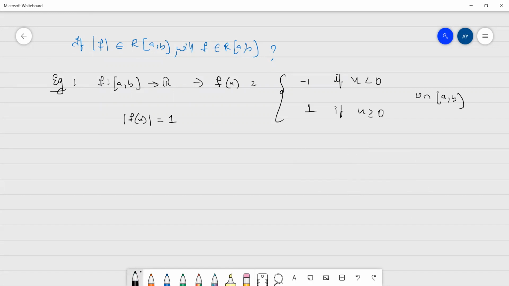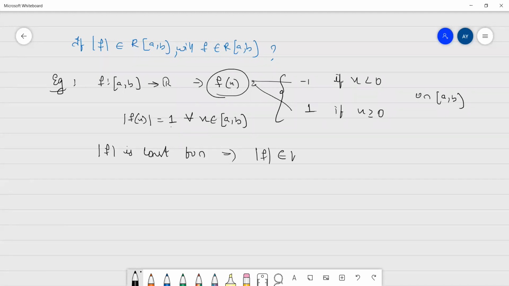For all x belonging to [a, b], mod f of x is equal to 1. But what is f? f has two values: one is -1 and one is +1. So what is mod f? Mod f is a constant function because 1 is constant. I'm writing it like this: mod f belongs to R[a, b]. But f is not Riemann integrable on [a, b] because of the following reasons. Why is f not Riemann integrable?